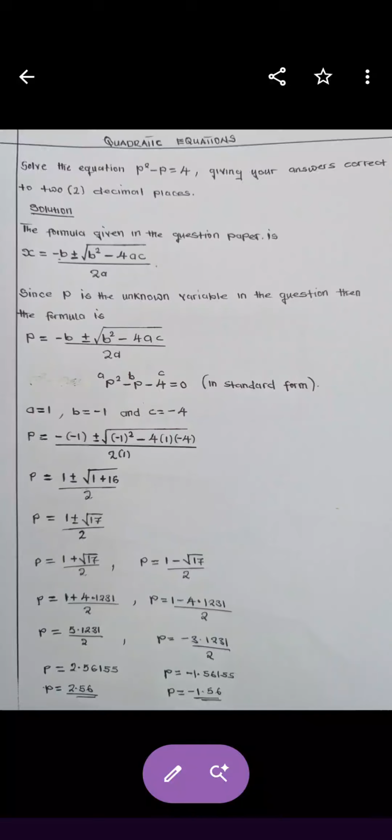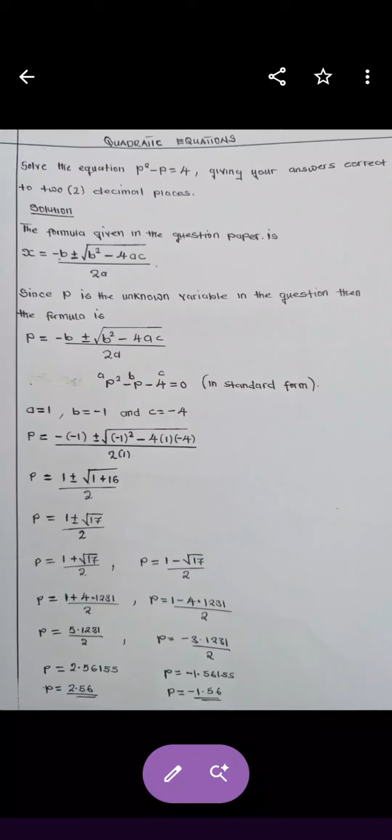Our equation is not in standard form because the 4 is on the other side of the equation. So we are going to take the 4, which is on the right hand side, to the left hand side. Since it is positive, when it goes to the left hand side it will become negative. We remain with a 0 on the right hand side. Therefore our equation is now in standard form.